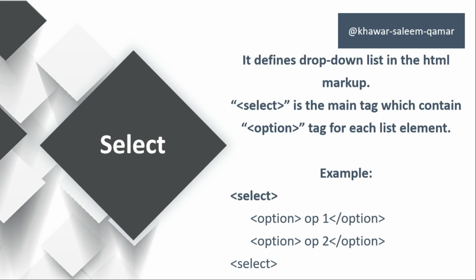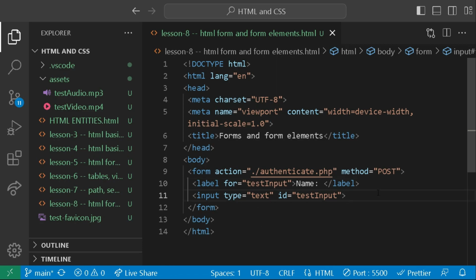So our next element is the select element. This select element specifies the drop down list in HTML markup, as you may have seen in different HTML pages as well. So this select element is the main wrapper of the options, whereas this option element contains an individual item inside the options. So let us create one.